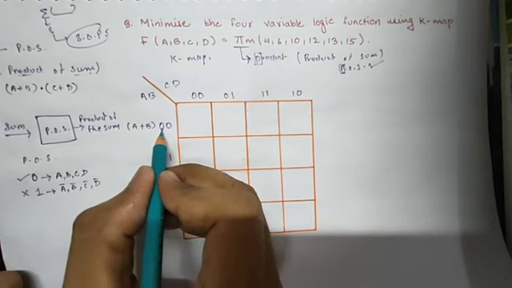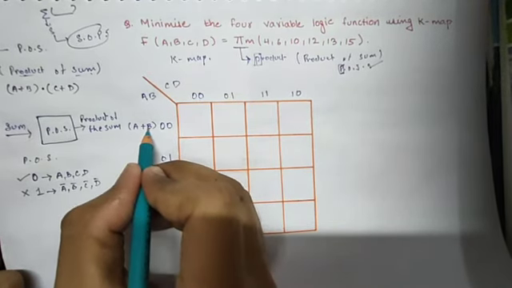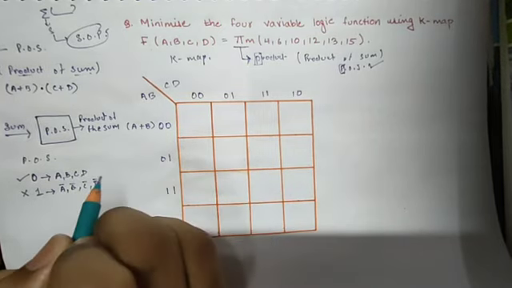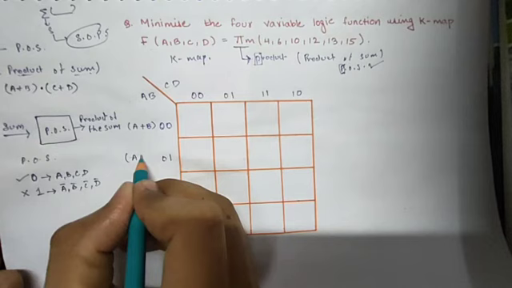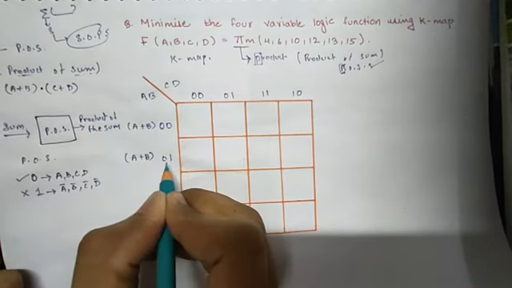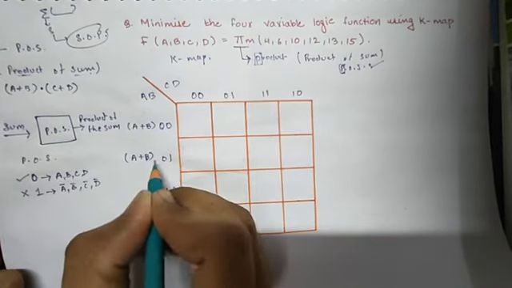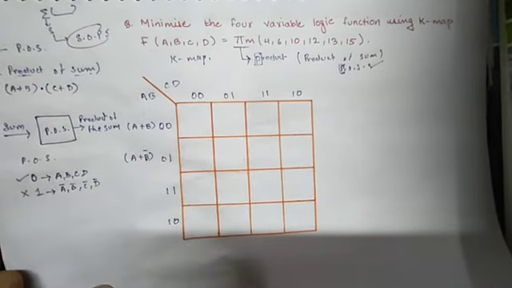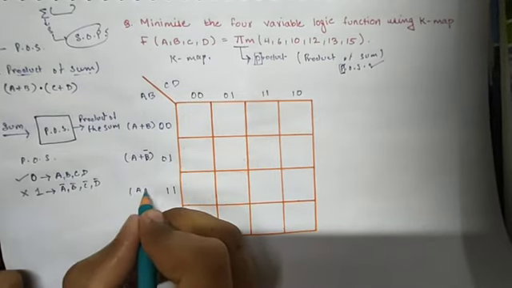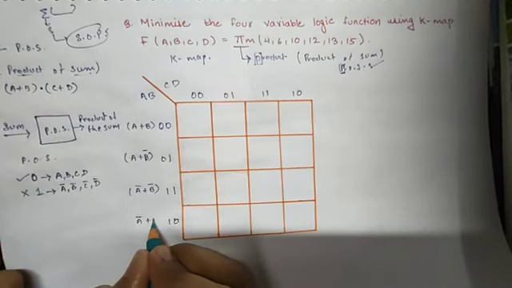The first 0 indicates the first variable, that is A, and the second 0 indicates the second variable, that is B. So the value of A is 0, the value of B is also 0. In the second one, A plus B, the value of A is 0 and the value of B is 1. So in this we don't give priority to 1. The variable corresponding to 1 will contain bar. So this will become A plus B bar. Here it will become A bar plus B bar, and here A bar plus B.